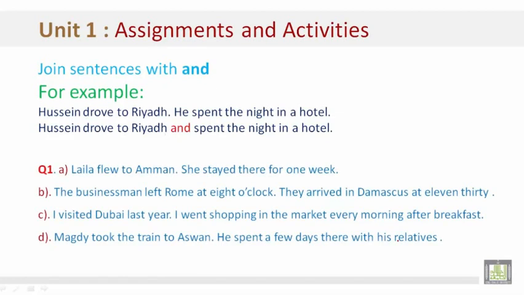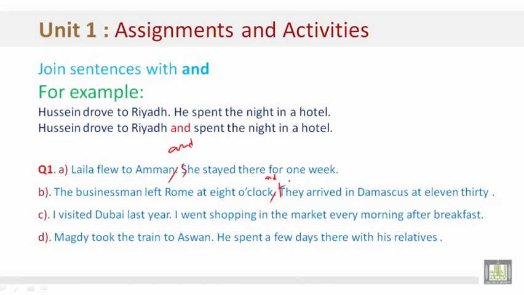Let's do the same thing for here. Layla flew to Amman and, small s, she stayed there for 1 week. The businessman left Rome at 8 o'clock. Remove the full stop and, small t, lowercase t, they arrived in Damascus at 11:30.